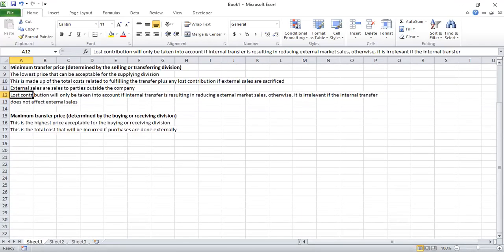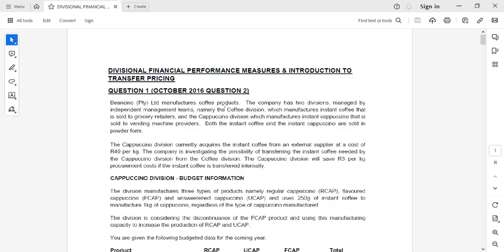Right. So now, so that it can become clearer, I want to use examples so that you can see what we're talking about here. We're using the same document that we used last week when we were doing performance management. But now I'm concentrating on questions that have to do with transfer pricing.